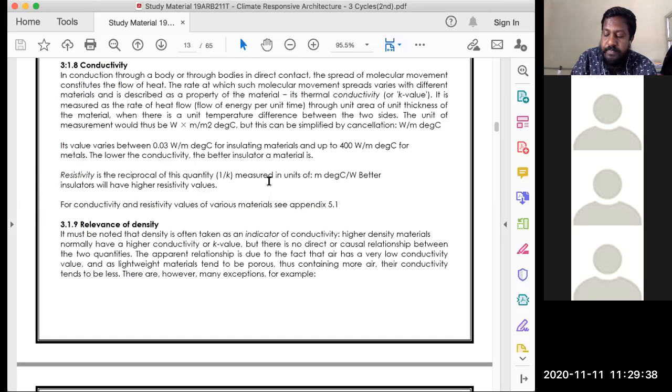As I told you, what happens with the higher K value? There's more conductivity, so probably it's not the suitable one. When you're looking at just the K value, we go with the lower value. The lower K value is a good material to be used because it has very less conductivity. The opposite of it is the resistivity. So what is suggested here is that a material with a high resistivity value is a better material to choose in the case of less heat transfer from the outside.